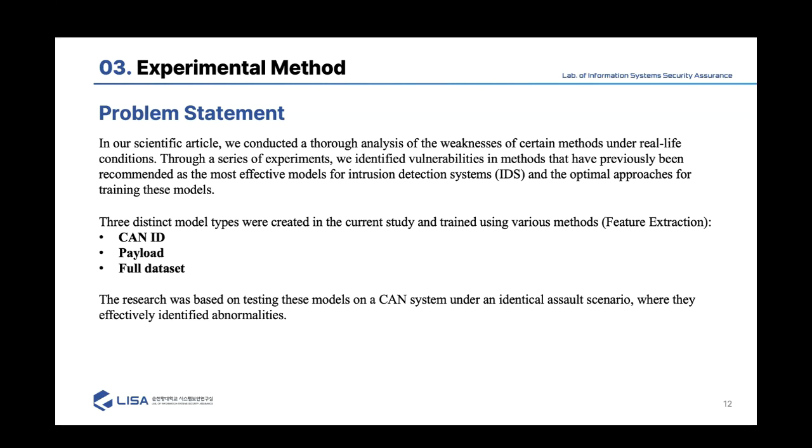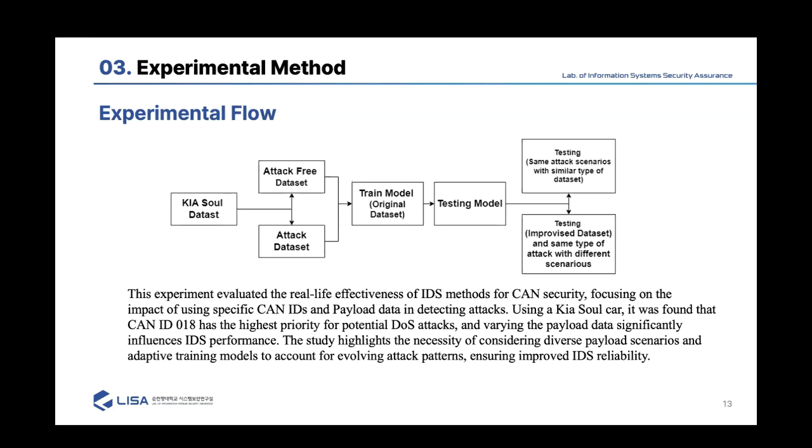Distinct model types were created in our study and trained using various methods. For feature extraction, we chose three types: the first one is CAN-ID, the second one is payload, and the last one is full data. The research was based on testing those models on a CAN system under an identical assault scenario, where they effectively identify abnormalities. Let's discuss the structure of our experimental part.